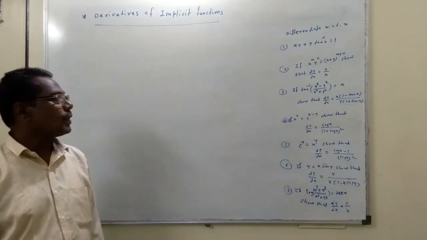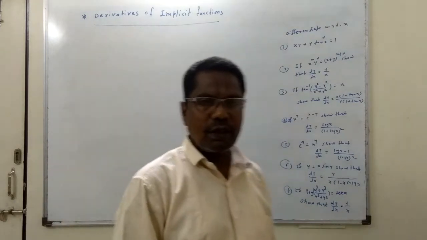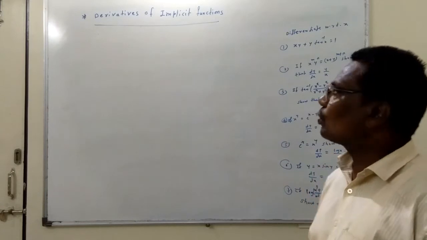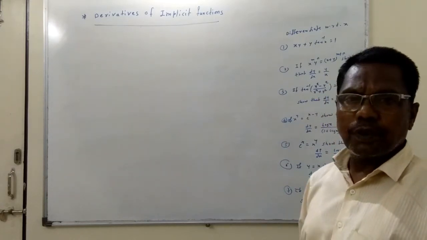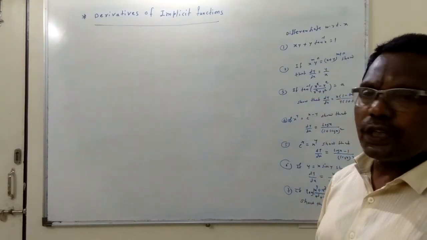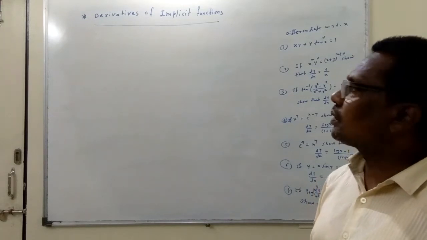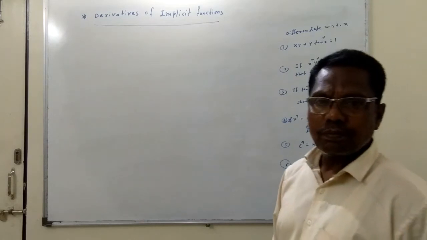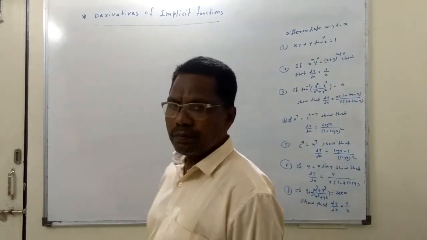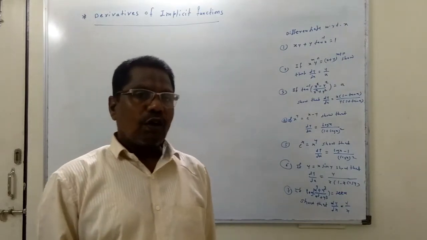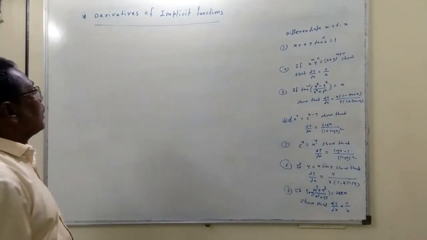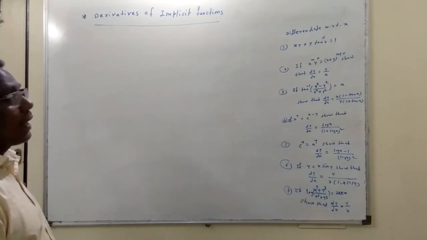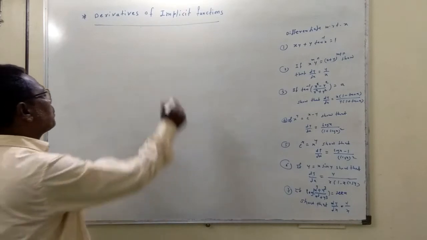Hello students, last period we studied the method of differentiation by using logarithmic differentiation. In that method, we first take logs of the functions and then differentiate. That method is for simplicity and productivity in the derivatives. Now today we will see one special function, the implicit function, and how we find the derivatives of that implicit function.